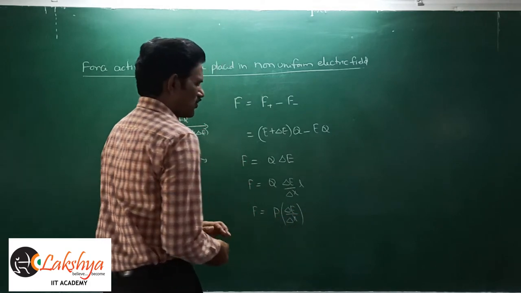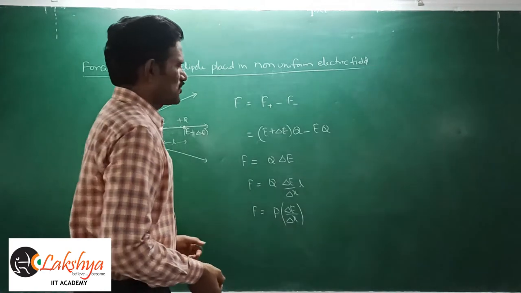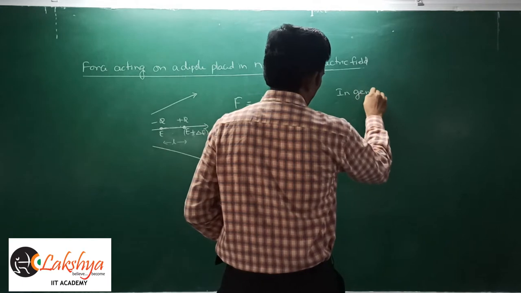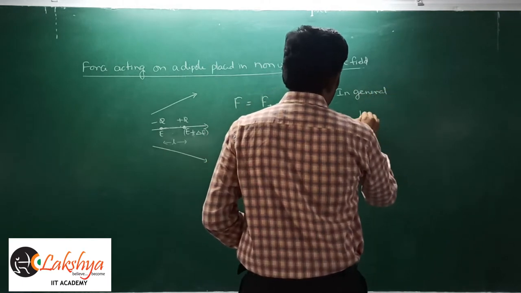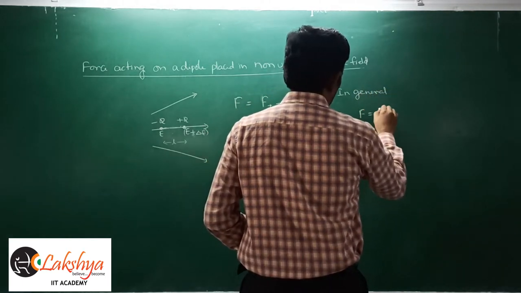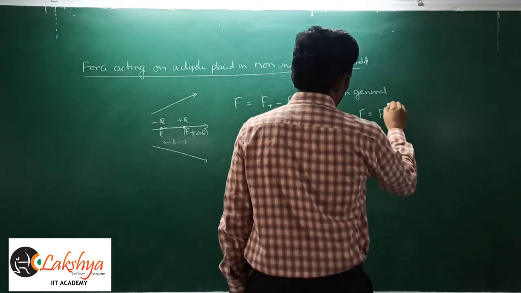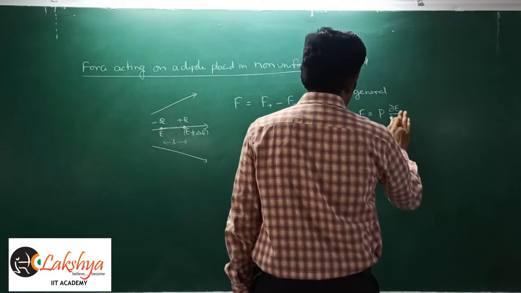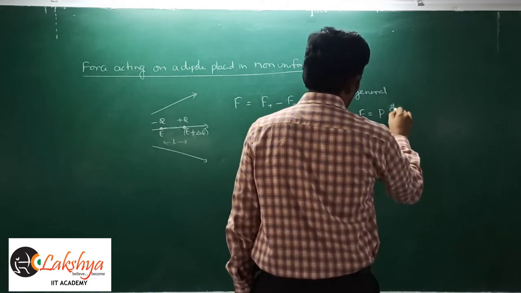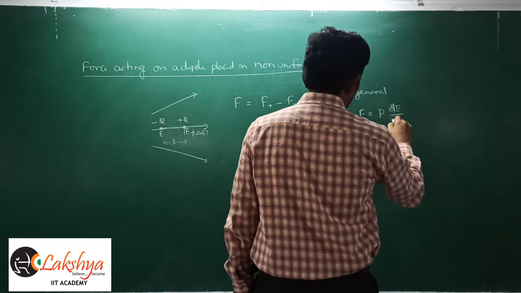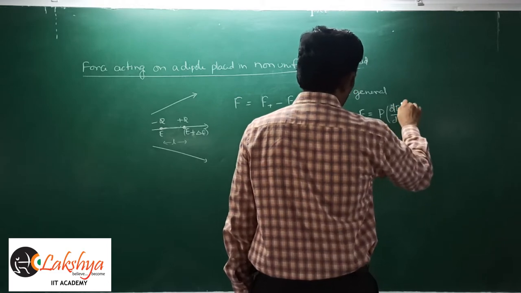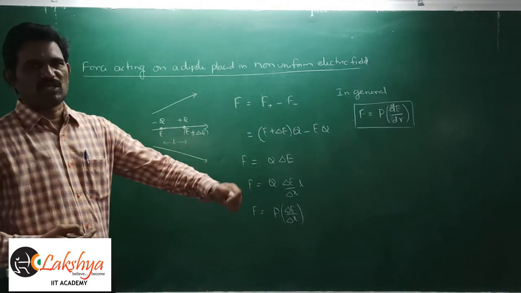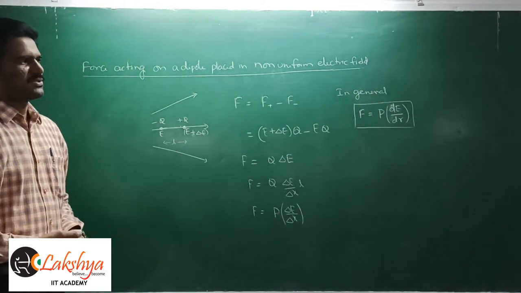Actually this is nothing but what we call the field gradient. So in general we express the force as P into dou E by dou R, or dou X, in terms of the gradient dE by dR. When a field is varying with R, then the force can be expressed like that.